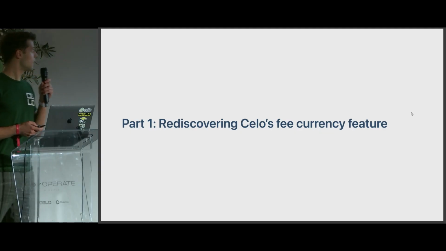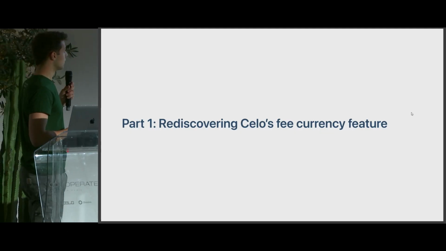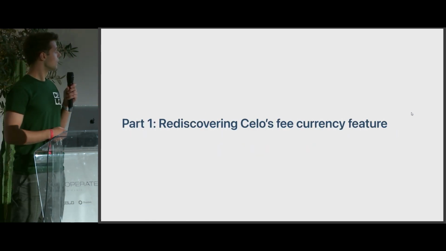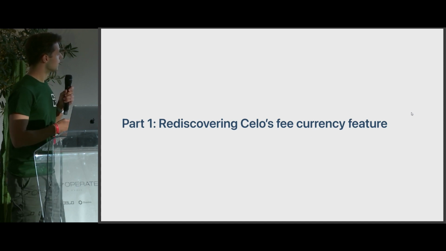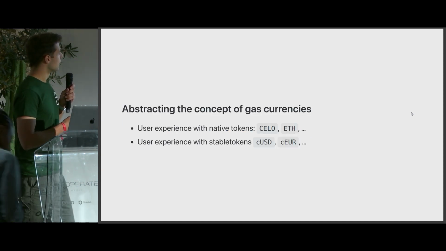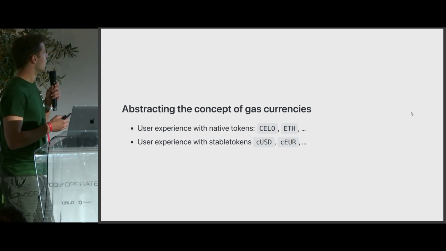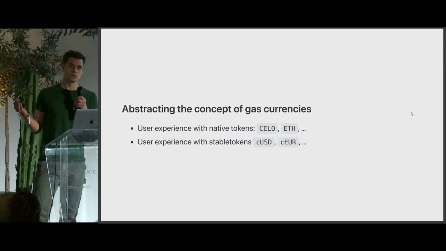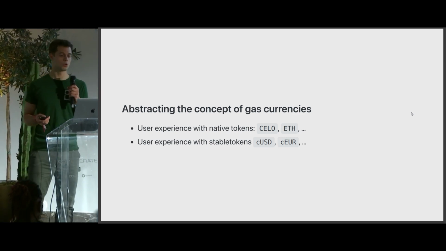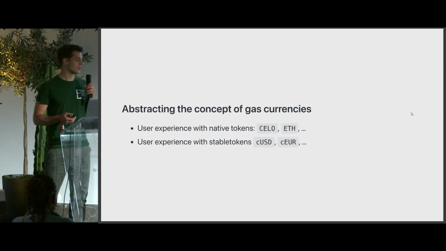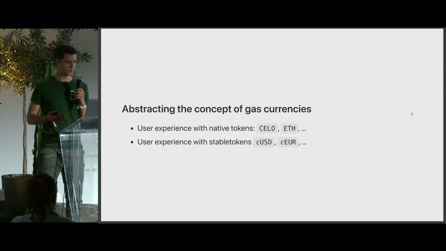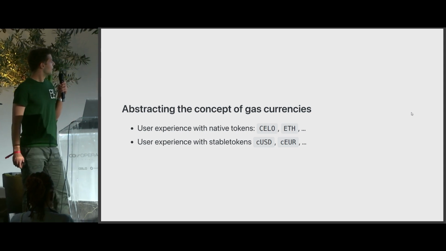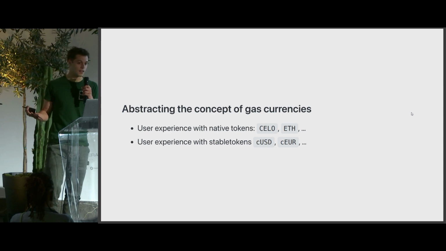Yes, this works, great. So part one is rediscovering the fee currency feature, and I'll basically break this presentation into two. I wanted to motivate the fee currency feature first by giving an analogy from the Web 2 world. If someone wants to buy a ticket to go to a concert, they go to the website, they type in their credit card number, and they pay in dollars because that's what they have, or they pay in euros because that's what they have, and they just pay, and then they get their ticket, right?